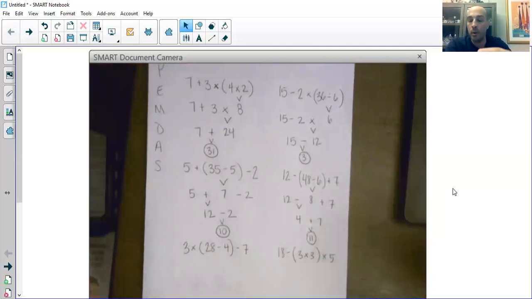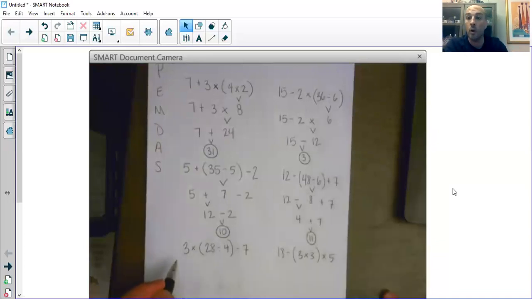Okay, so it's really important that you realize that when you're only left with addition and subtraction, or division and multiplication, you revert to the left to right rule. Let's practice it when we're left with only multiplication and division.